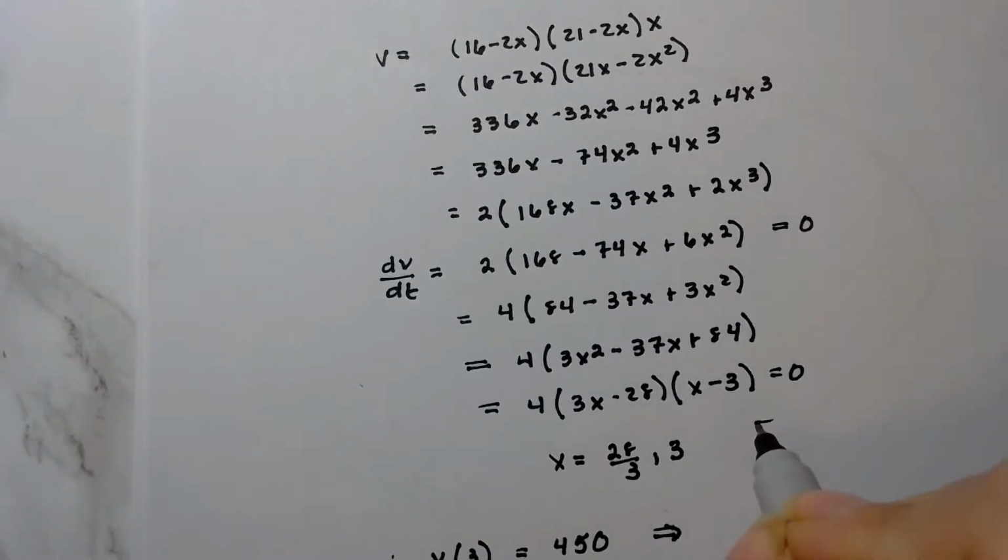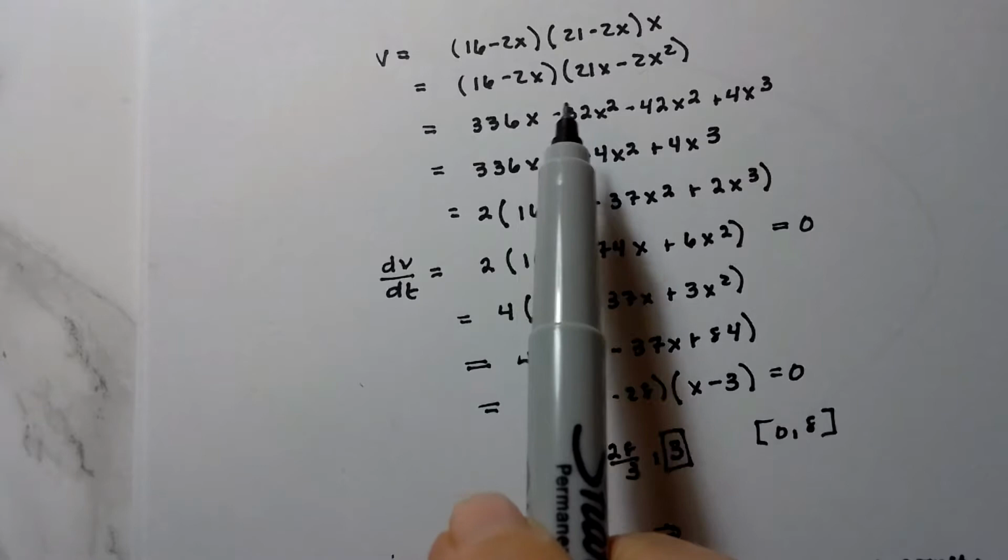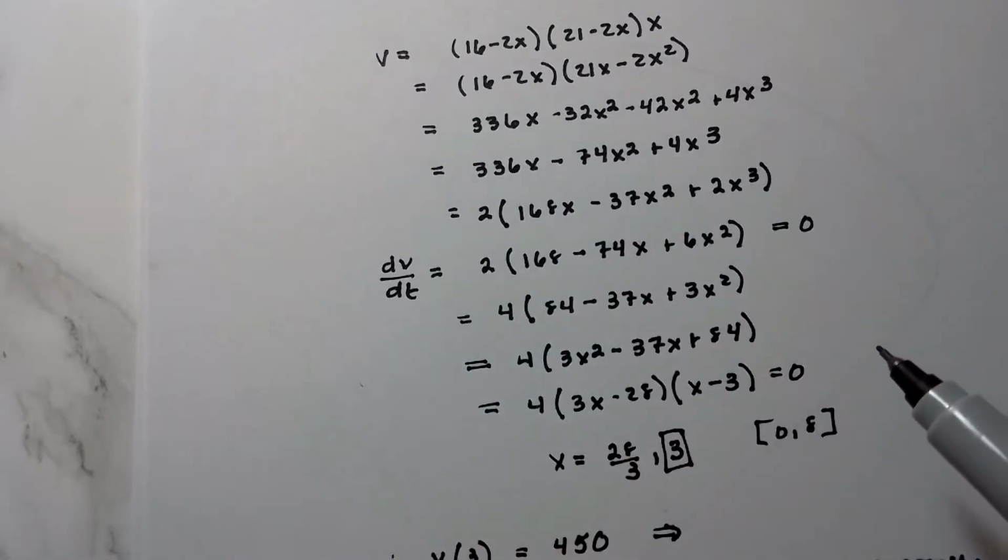Now remember that our interval is 0 to 8. So the only one here that's going to fall within our interval is this one here. So this is our only critical number. Now we know if we plug 0 or 8 into the original volume formula, we're going to get a 0, right? So all I really have to do is evaluate v of 3.